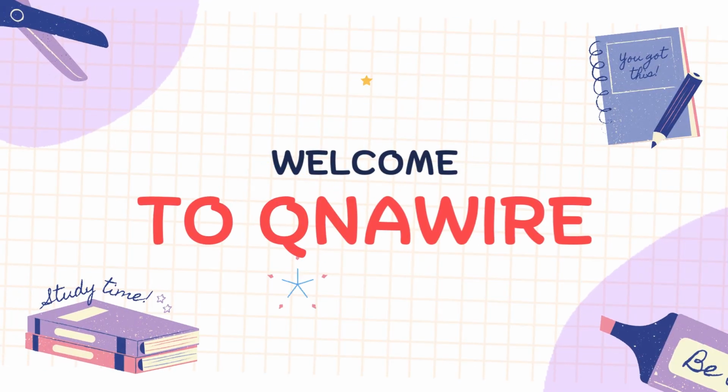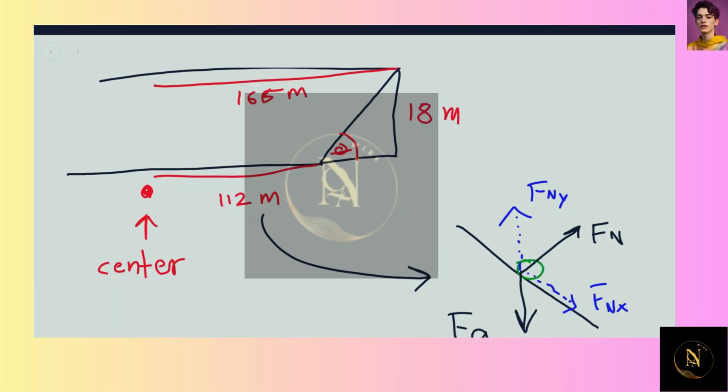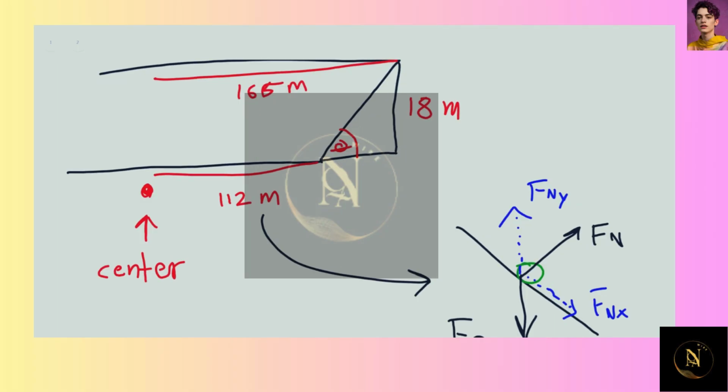Welcome to qnawire. All right, so in this problem, we have to find the smallest and largest speed at which a car can move around a banked curve without relying on friction. Now, I've drawn the free body diagram for this banked curve problem here.